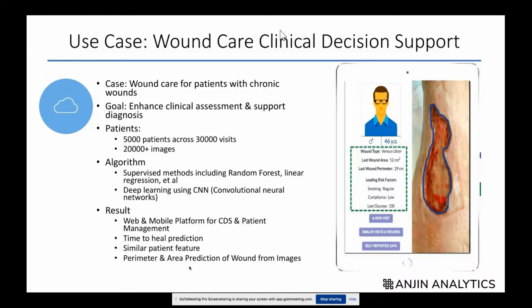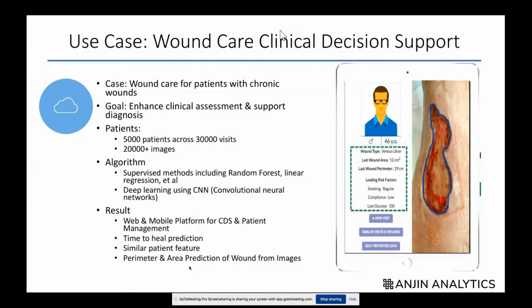So the resulting feature we created from our algorithms included time to heal. So based on our analysis, we were able to provide the physician with an estimate of how long it'll take for the patient to heal from a wound that they were analyzing. We also created a tool for identifying similar patients. So given a patient's condition, we look at the rest of the patient population and provide the physician with similar patients so that they can sort of look at the histories of other patients and try to identify treatment paths.